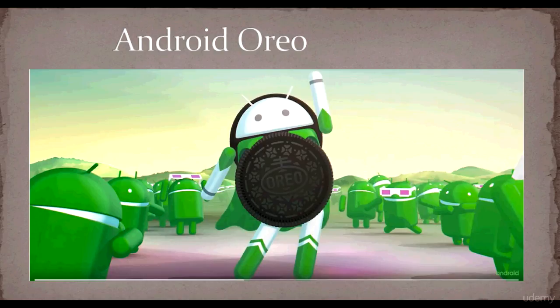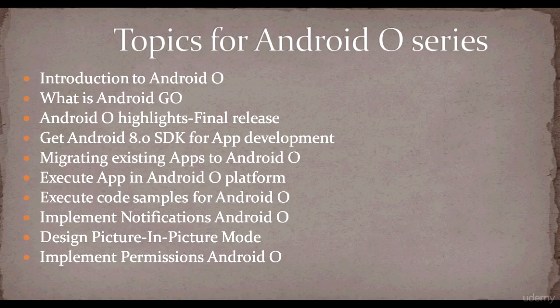So discussing what all topics I'm going to cover for the Android O series, these are the topics which you'll see. Introduction to Android O, which I have already given. What is Android Go? You must be surprised what Android Go is. Android Go is nothing but a lightweight version of Android O. I'll be telling you briefly about it so that you understand why Android Go has been launched by Google, and Android O highlights and the final release.